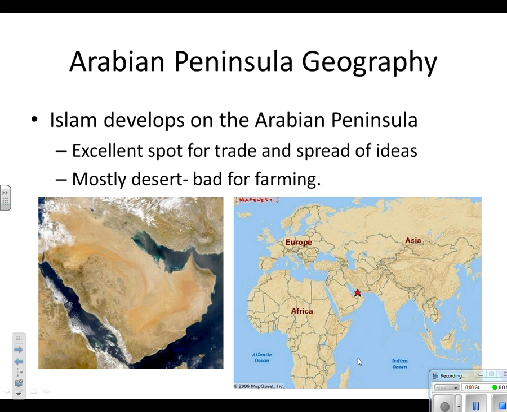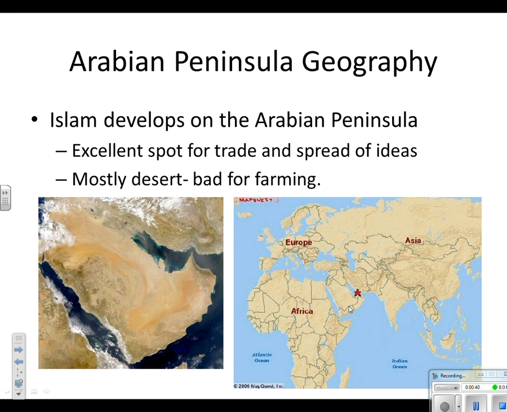As always, though, let's start with geography. So Islam is going to start on the Arabian Peninsula, which you can see on the map here. The Arabian Peninsula, as you can hopefully tell, is mostly desert. We can tell this because of the color of the map. There were some farming areas along the coast, but again, the climate was not ideal for farming. It was, though, in an excellent spot for trade.